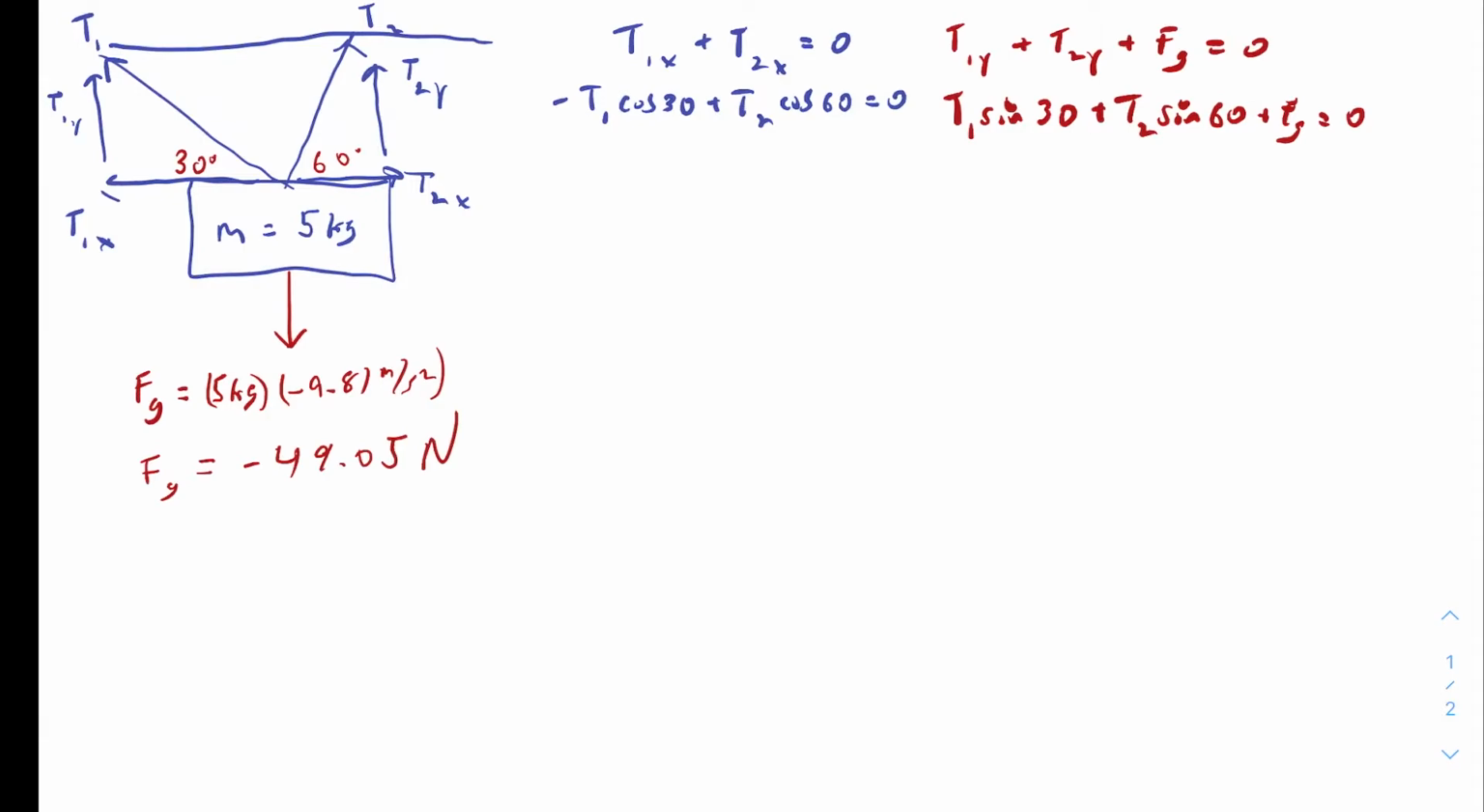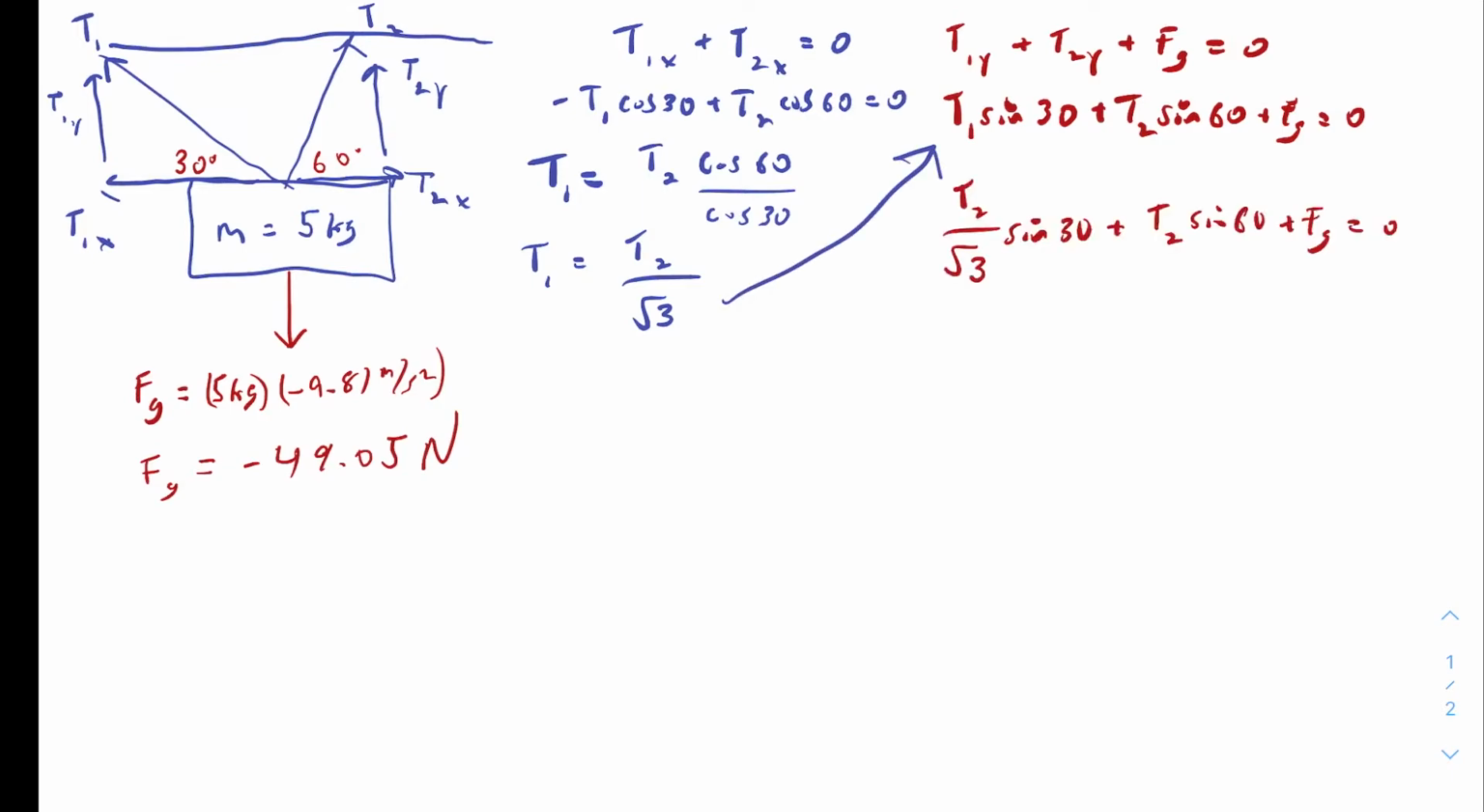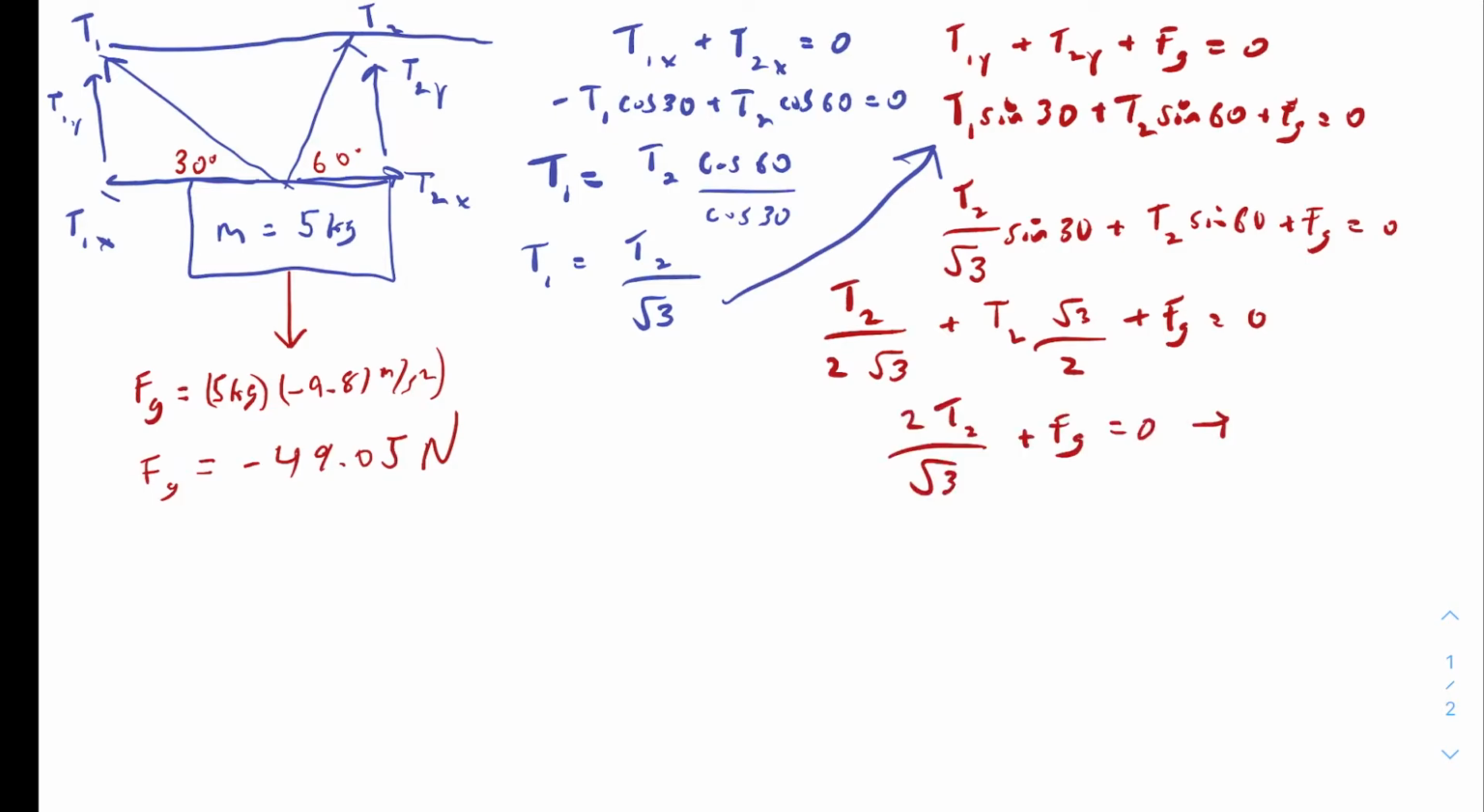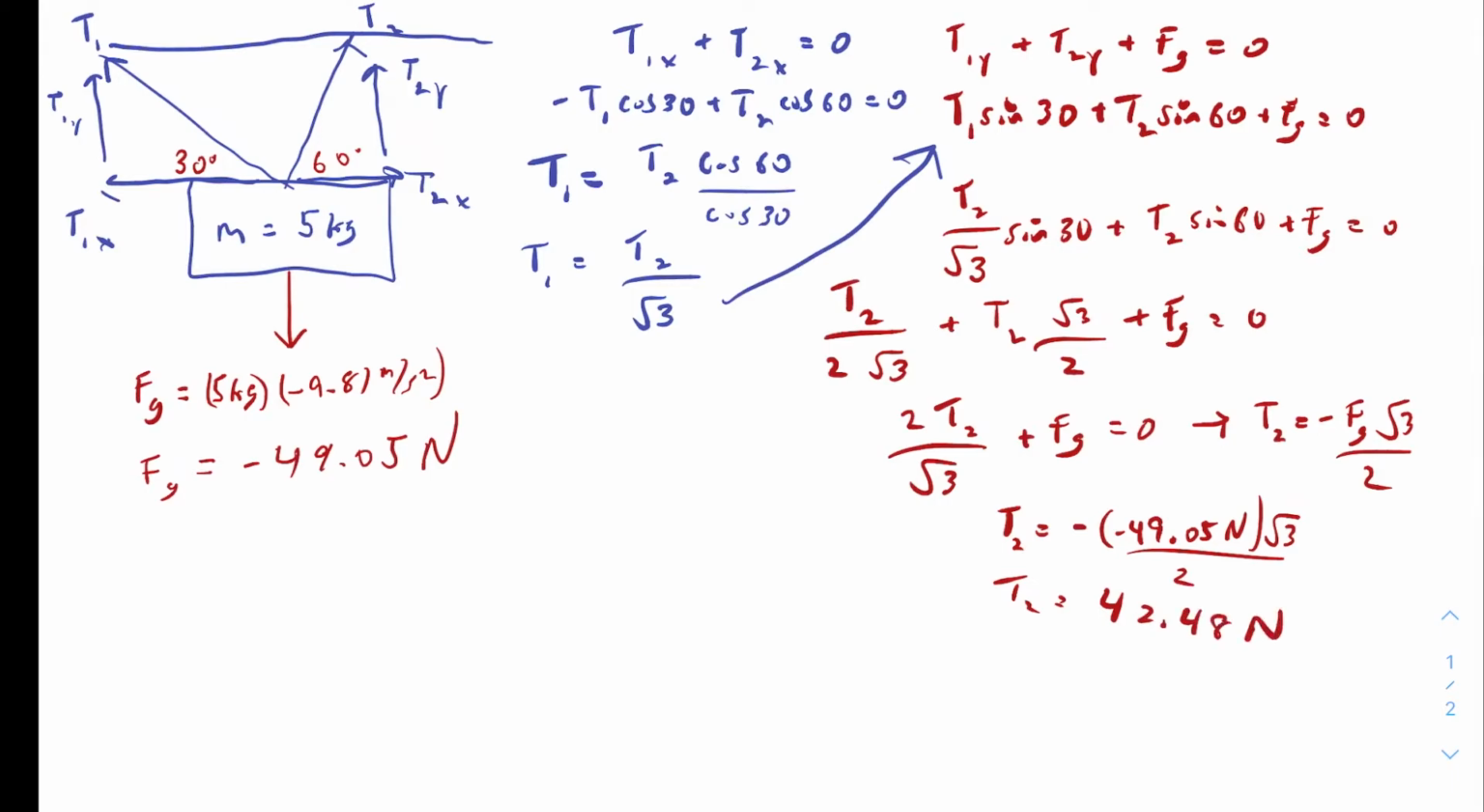This now just becomes an algebraic problem where there are two unknowns and two equations. If we solve the first equation in terms of T2, we're able to find that T1 is equal to T2 over radical 3. We can then just plug this value into the second equation for T1. Solving the second equation for T2, we eventually find that T2 is equal to negative radical 3 over 2 times the force of gravity. Plugging in the force due to gravity, we find that T2 is equal to 42.48 newtons.